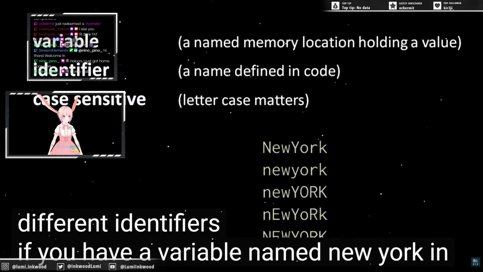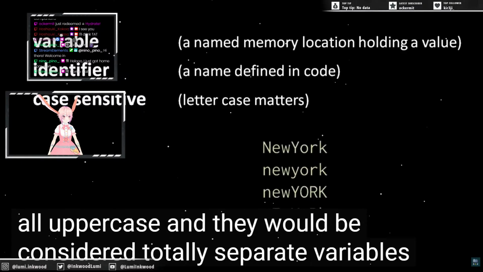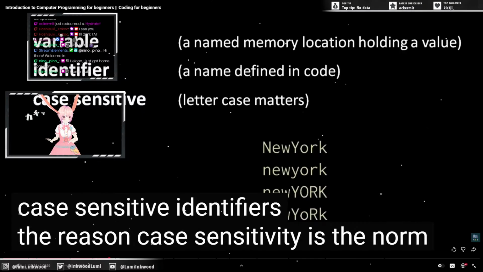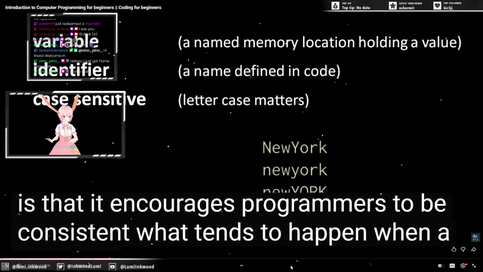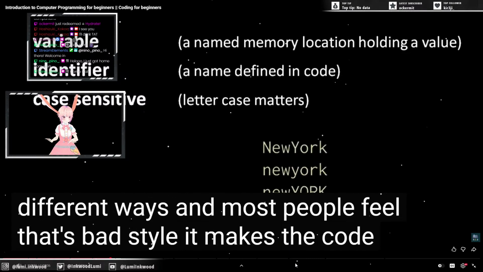If you have a variable named New York in all lowercase, you can also have at the same time a variable named New York in all uppercase, and they would be considered totally separate variables. It turns out that most popular languages, with only 1 or 2 exceptions, have case-sensitive identifiers. The reason case sensitivity is the norm is that it encourages programmers to be consistent. What tends to happen when a language is not case sensitive is that the same identifier written throughout code ends up getting written several different ways, and most people feel that's bad style. It makes the code ugly and hard to read.